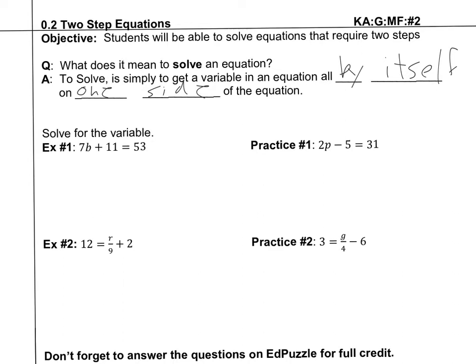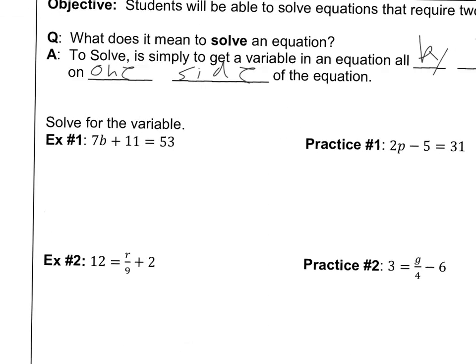Or if there's other variables involved, that could still be solving. All the examples I have here are all just two-step equations where you will actually know the value of the variable. So let's go ahead and go right for it. I'm going to do some examples with you.